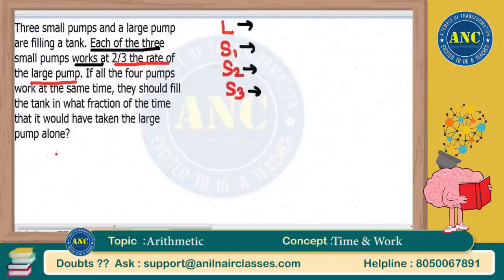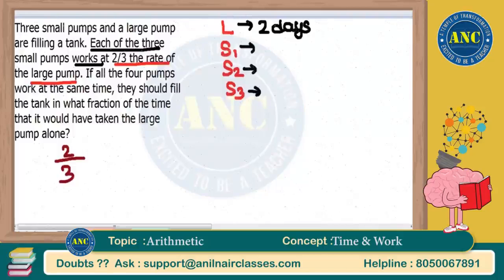That means if I don't want to take the small pump as 2/3 and make a fractional value and make myself complicated in this problem, what I will do is, the denominator in 2/3 is 3, right? So I will take the large pump as taking 2 days to fill the tank. Suppose the large pump is taking 2 days.